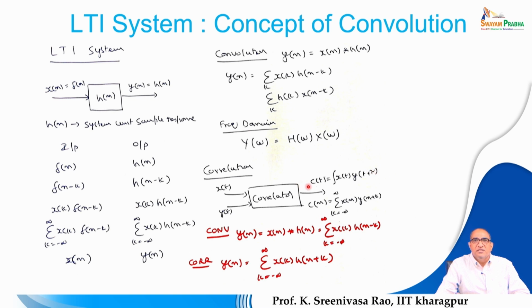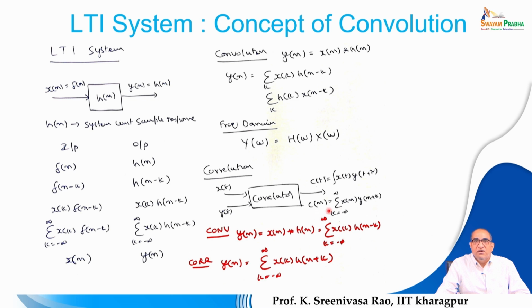Here we can see that for different values of t, you can find out the correlation between x of t and y of t. By observing C of t, we can come to know whether these two signals are correlated, whether there is a similarity between them, and what the amount of similarity is. All those things you can analyze by observing the signal C of t. So, this is continuous time.